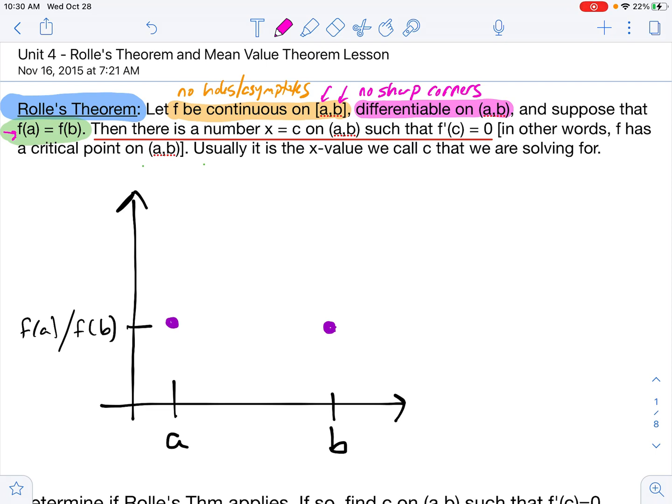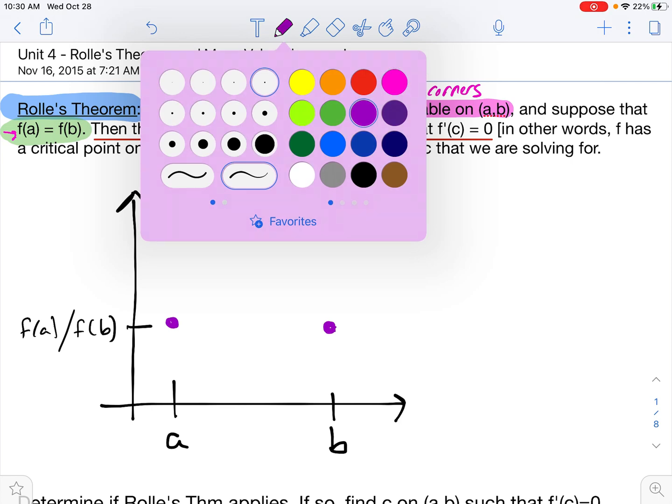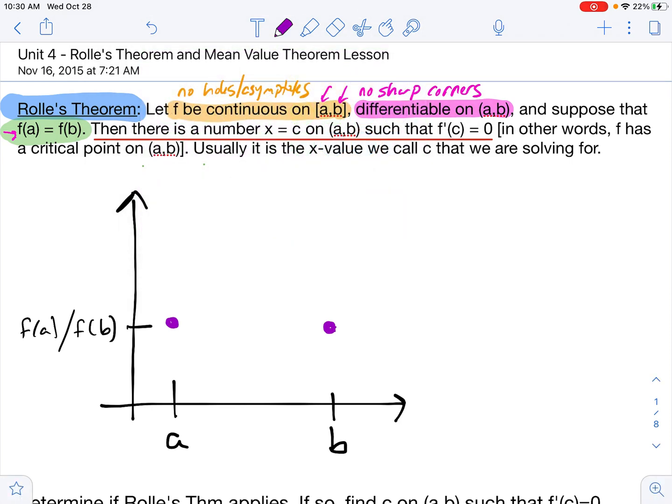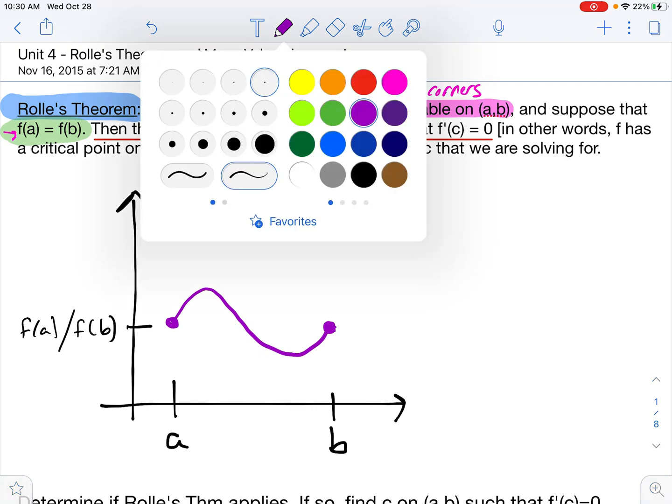We have the x and y axis set up here, and I have the x values of a and b labeled, and you can see the two dots are at the same height. Those would be the same y values. We can call that in function notation f of a and f of b. Okay, and I'm just going to draw some function that follows these conditions. So I'm going to draw some function that's continuous and no sharp corners, and it starts and ends at the same y value. Now there's an infinite number of ways to do this. I'm just going to do it like this. Kind of looks like a sine curve or something like that. Okay, but really we could draw it any number of ways.